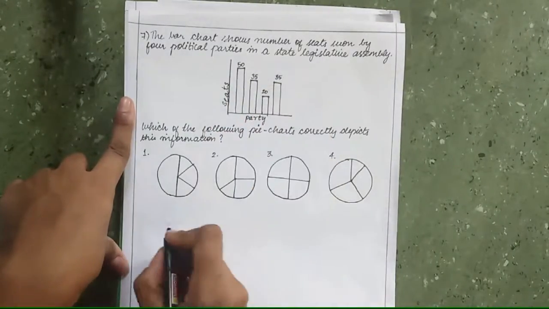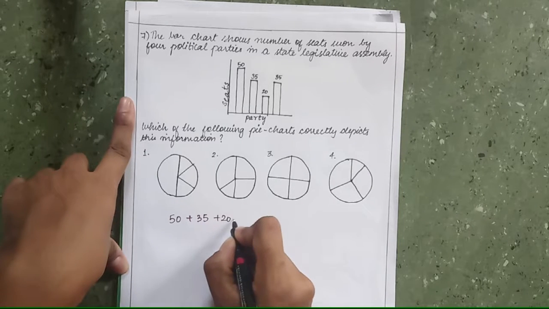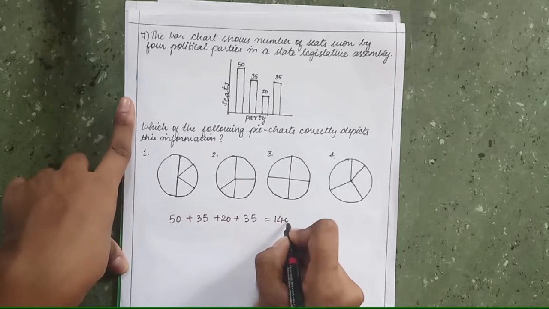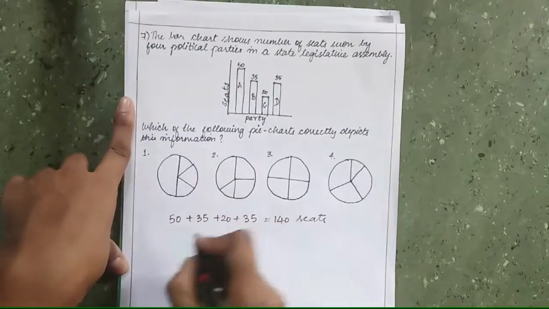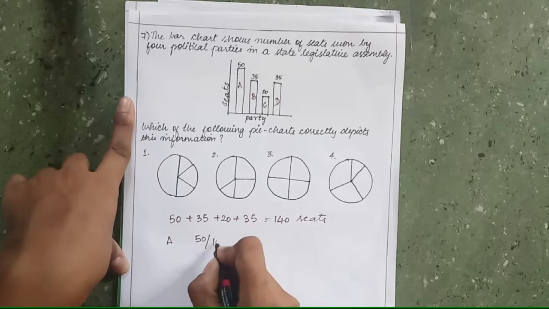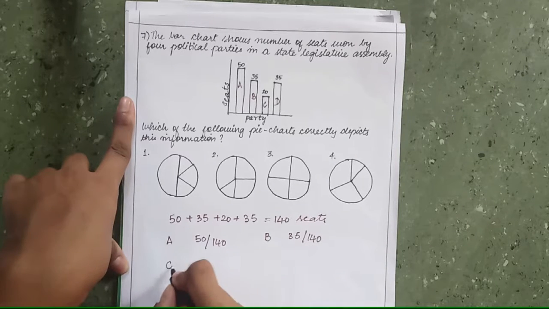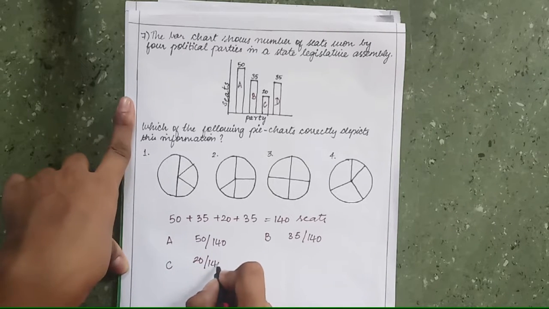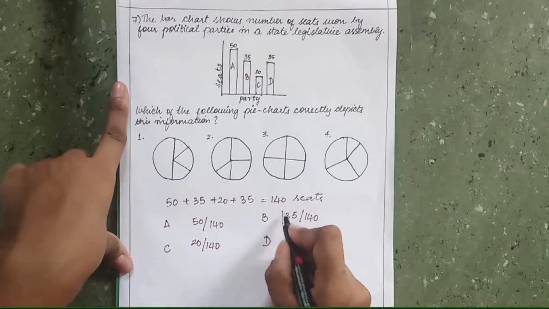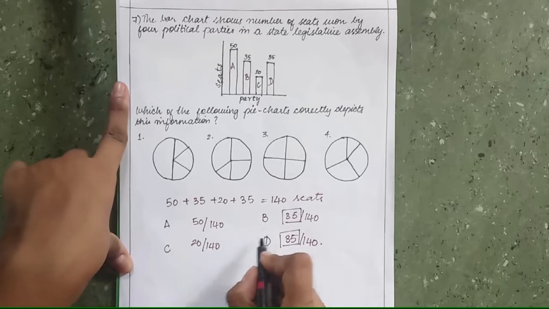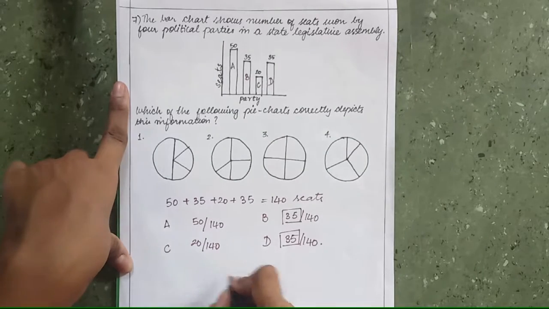First, let us total the number of seats won. So 50 plus 35 plus 20 plus 35 amounts to 140 seats. Let's name these parties as A, B, C and D. Party A has 50 out of 140 seats, Party B has 35 out of 140 seats, Party C has 20 out of 140 seats, and Party D has 35 out of 140 seats. As we see, 35 has been repeated twice. Also it is clear that none of the parties have got a majority, that is, at least half.